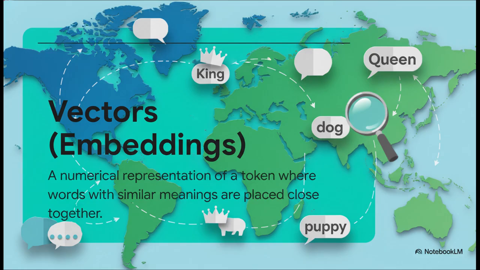Okay, so we've got our tokens. But how does the AI know what they mean? That's where vectors, or what we call embeddings, come in. The best way to think about this is like a giant, super complex map of language. And on this map, every single word has its own coordinate. Words with similar meanings like king and queen, or dog and puppy, well, they're placed really close to each other. This literally turns language into math, and that's how the AI can understand relationships between words.